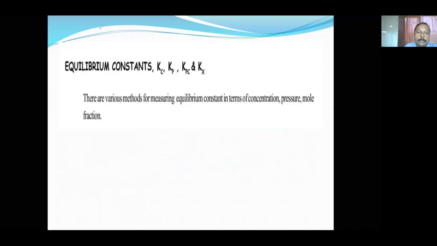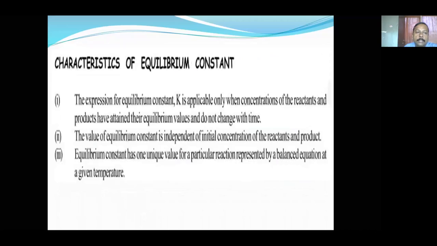So all the equilibrium constants, now I think it is clear. Now the characteristics of equilibrium constant. When I taught this in the earlier lecture, they said, sir, you have already taught this.